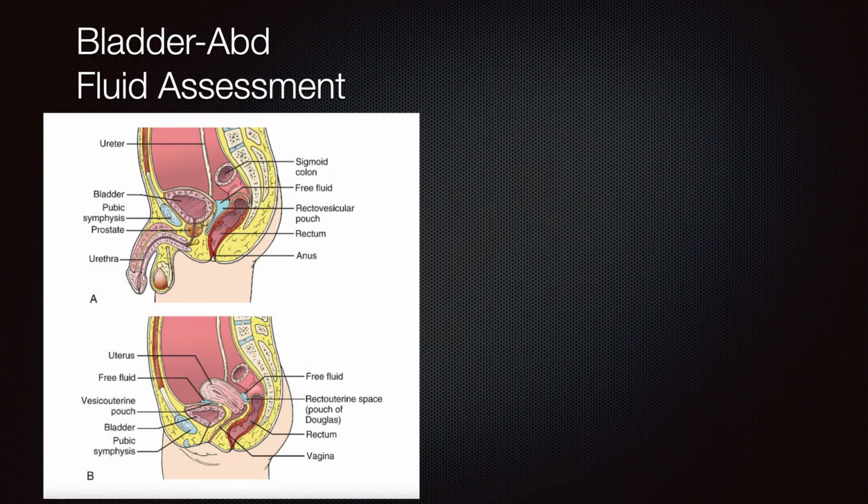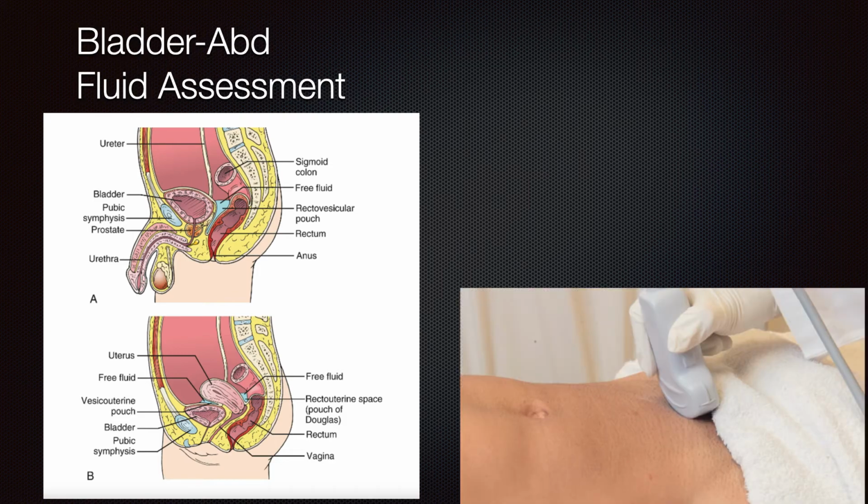Now next we'll be looking down by the bladder. And again, there's a separate module on bladder ultrasound. But here we're looking for the fluid in the male. It's between the rectum and the bladder. In the female, it can be in the pouch of Douglas between the uterus and the rectum, or between the uterus and the bladder. It's important to look at both of these places.